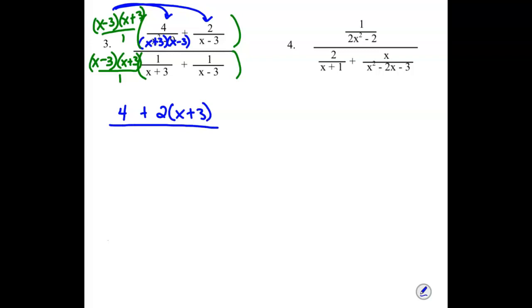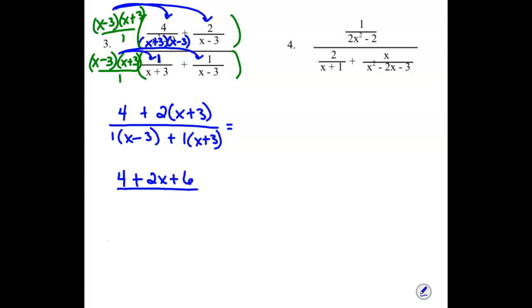On the bottom half of our complex fraction, multiplying to our first fraction, the x plus 3's would drop out. We have a 1 that's getting multiplied to an x minus 3. Multiplying to our second one, the x minus 3's drop out, and we have a 1 times an x plus 3. Simplifying all of the numerator, we have 4 plus 2x plus 6. The denominator, multiplying by these 1's, doesn't do anything. We have x minus 3 plus x plus 3.